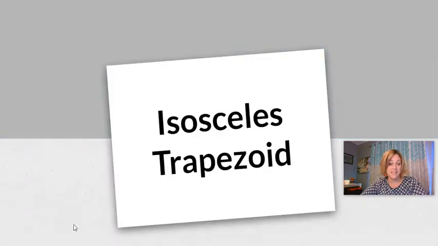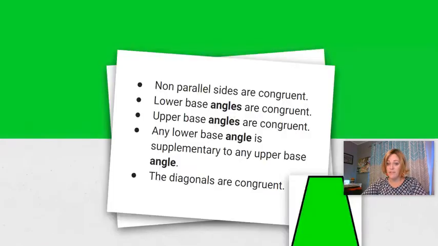Here's the example. Isosceles trapezoids, they will have the 2 non-parallel sides. Those sides will be congruent. So the non-parallel sides are congruent. The lower base angles down here will be congruent. The upper base angles will be congruent.